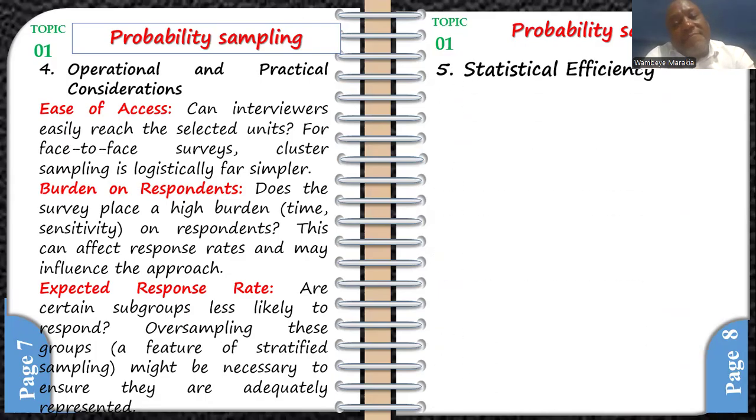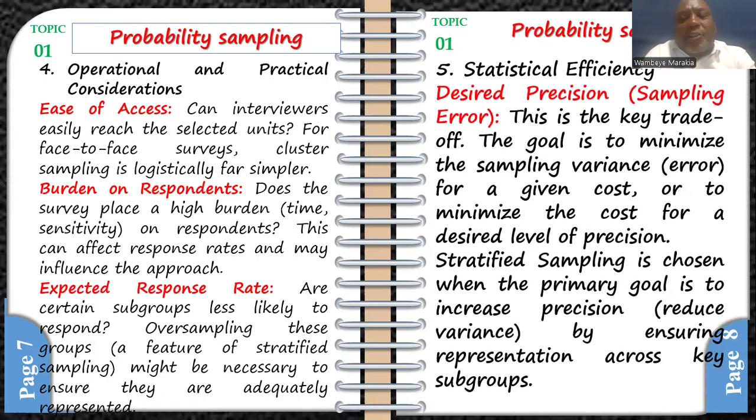Factor number 5 on probability sampling, why we should use probability sampling, is statistical efficiency. Now, we look at the desired precision, that is the sampling error, and this is the key trade-off. The goal is to minimize the sampling variance, that is error, for a given cost, or to minimize the cost to a desired level of precision. Stratified sampling is chosen when the primary goal is to increase the precision or to reduce the variance by ensuring representation across all the key subgroups.